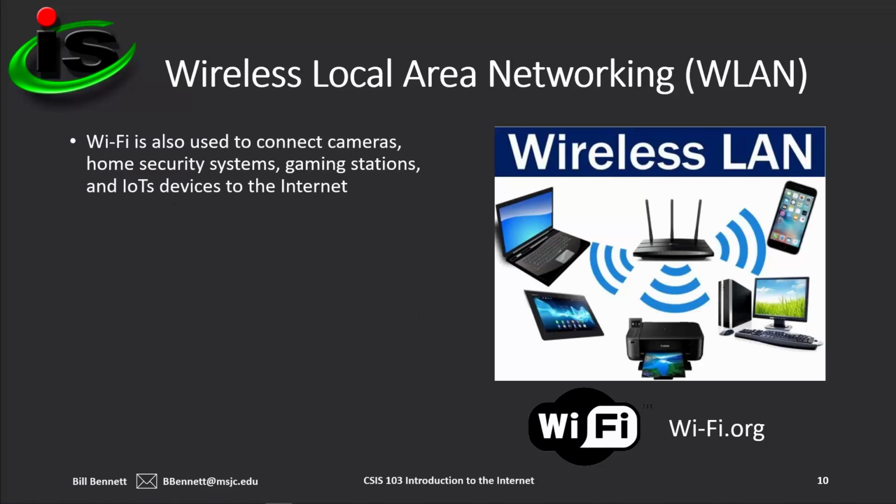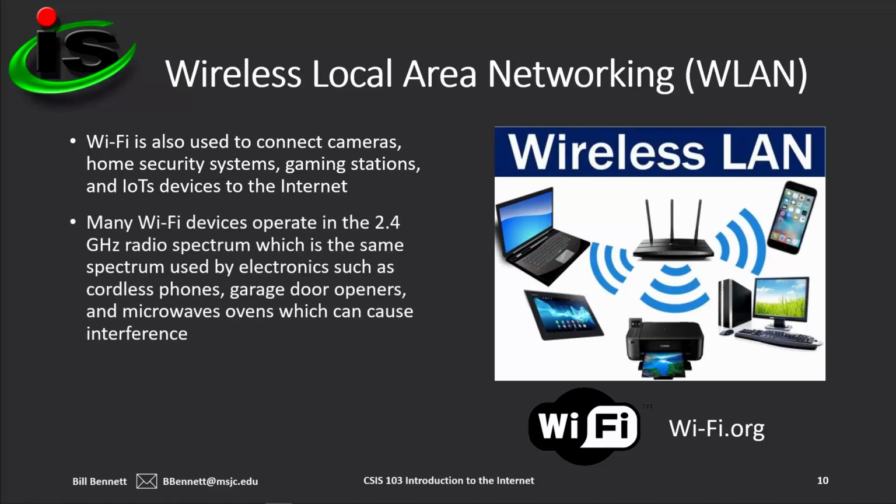Wi-Fi is also used to connect other types of devices such as cameras, home security systems, gaming stations, and IoT devices, which we'll cover later, to the Internet. Many Wi-Fi devices operate in the 2.4 GHz radio spectrum, which is the same spectrum used by electronics such as cordless phones, garage door openers, and microwave ovens. These electronics can cause interference with your Wi-Fi devices.